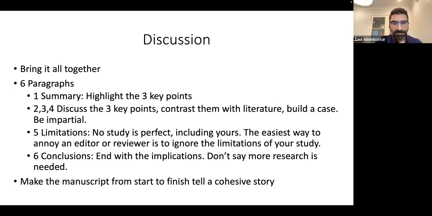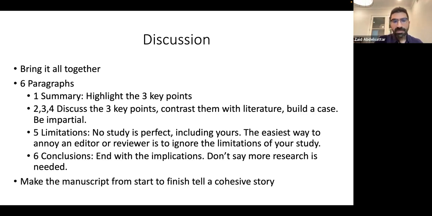You want to have an impartial view of things, highlighting the pros and cons of your approach, of the exposure, why it works, why it doesn't work. And try to keep that in all of these three paragraphs for every point. And here you build your case with the literature.